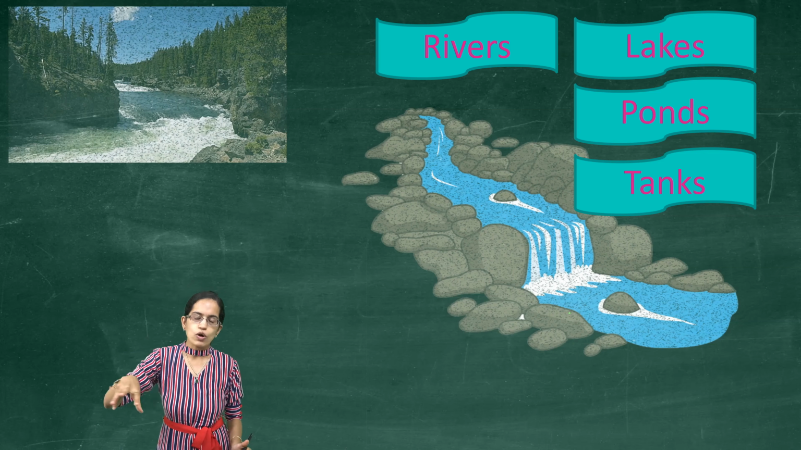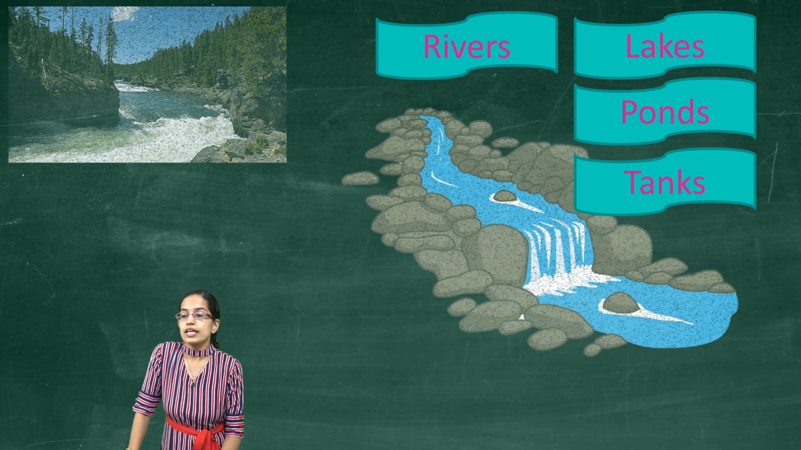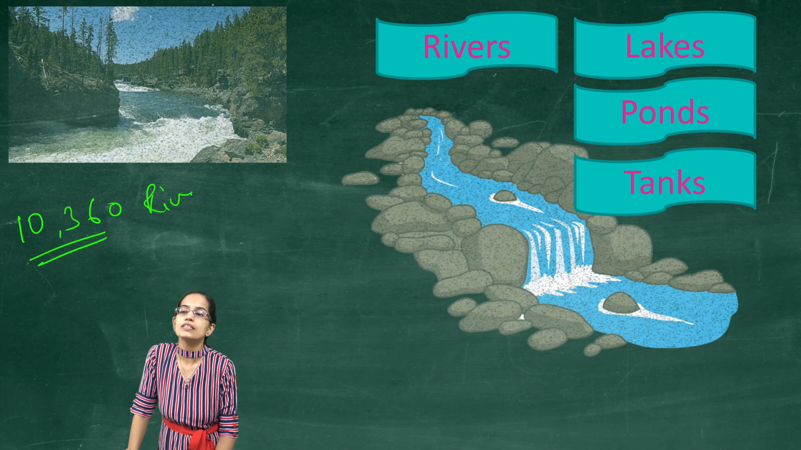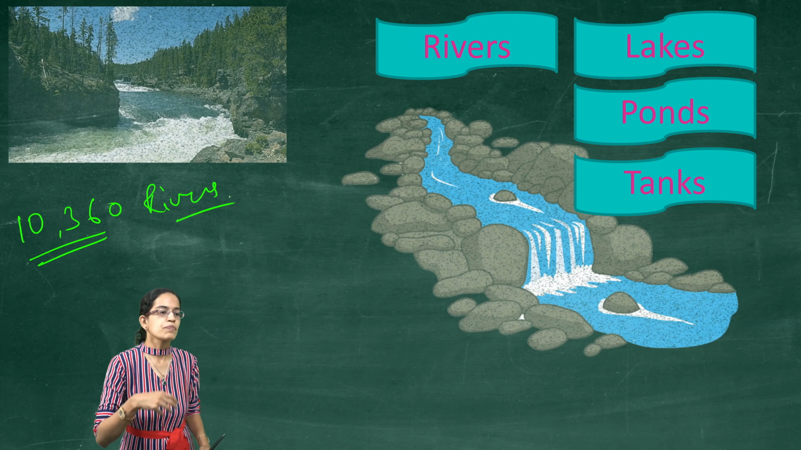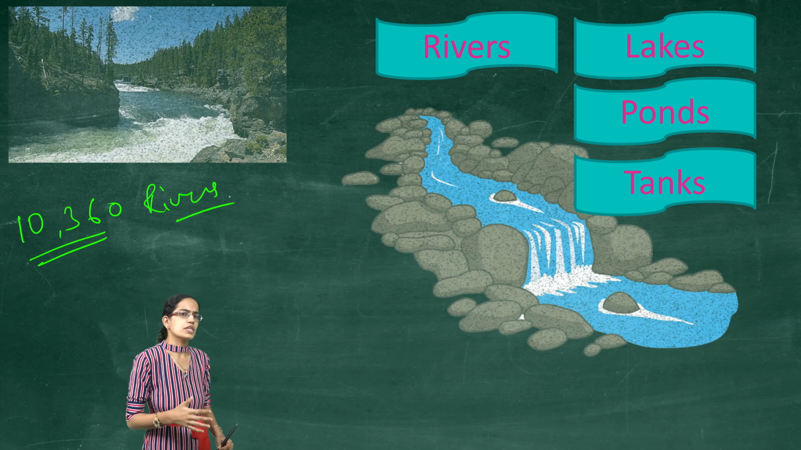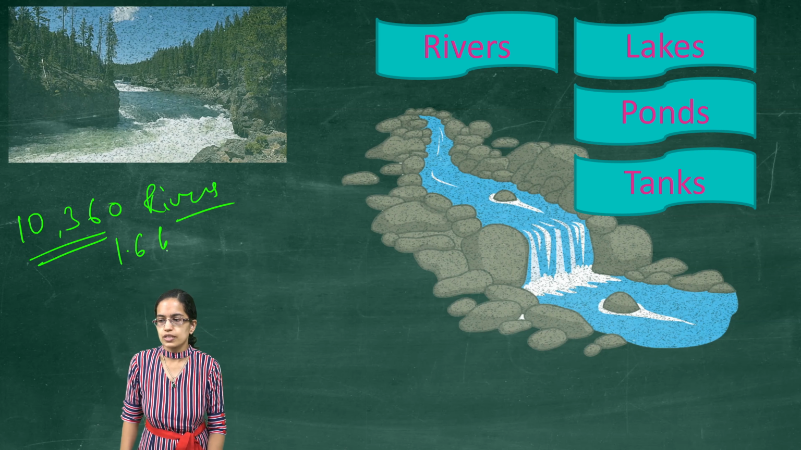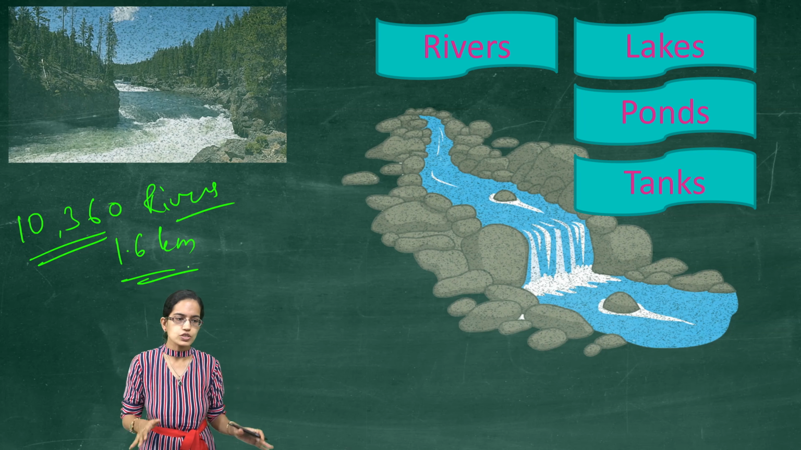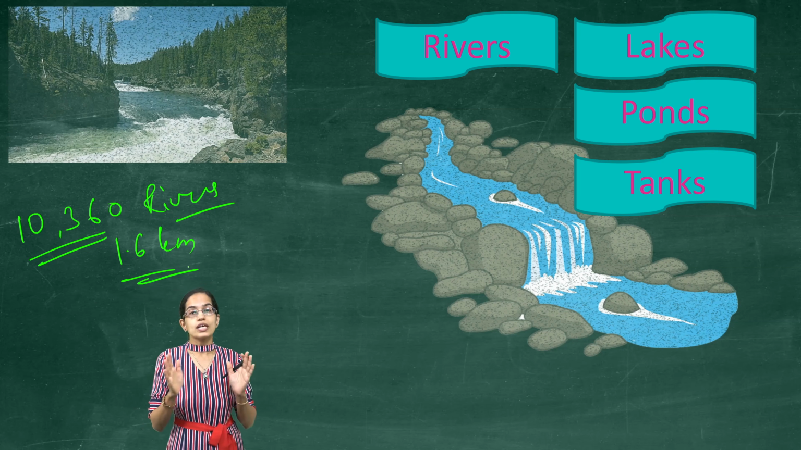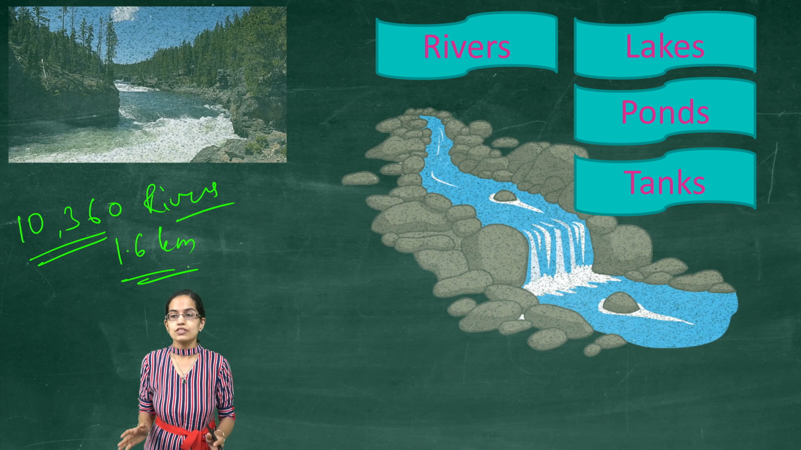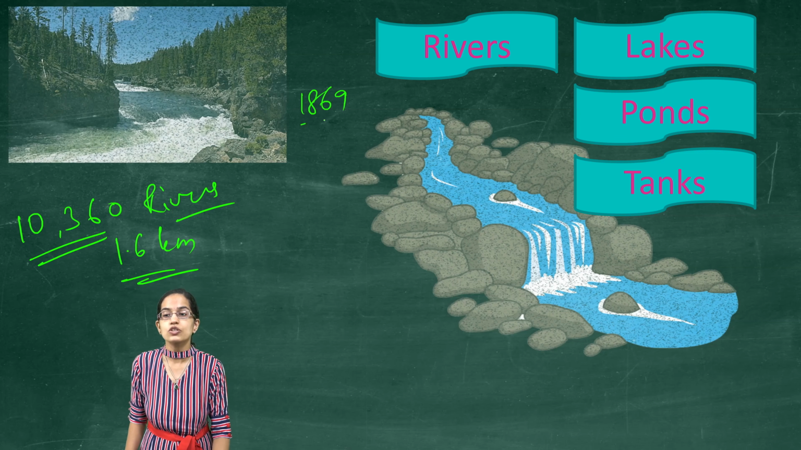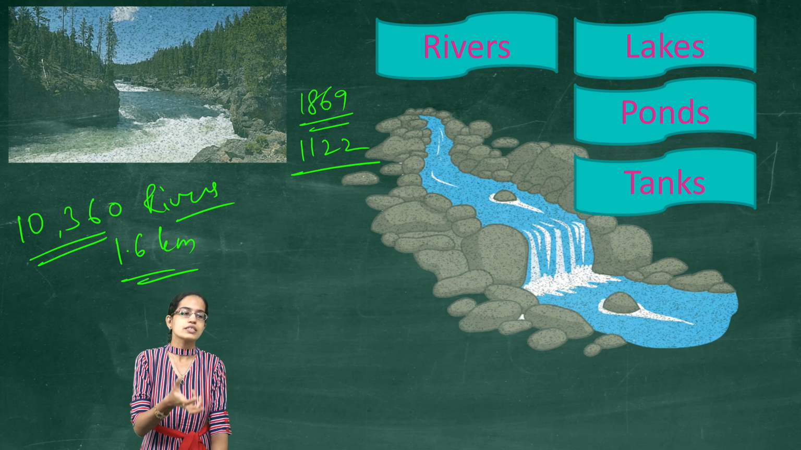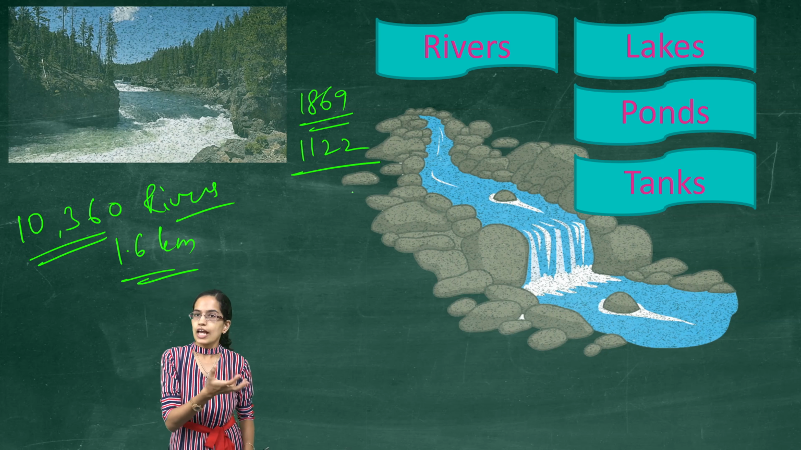Now if we focus on a country like India, India is a country which is bestowed with around 10,360 big and small rivers running across the nation, and each of these tributaries is approximately 1.6 kilometers long. So definitely we have a huge expanse of rivers. Based on the annual estimated water consumption, as we said, of the 1869 cubic kilometers, only 1122 cubic kilometers is beneficial water that can be utilized.